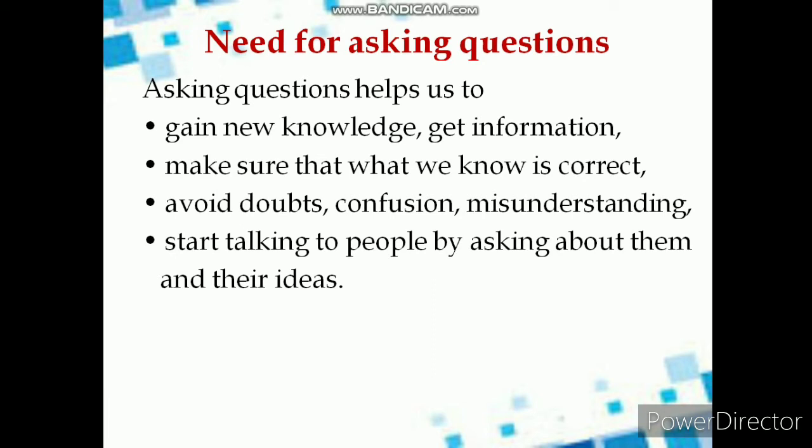If you do not have information about how to reach a place, you will not be able to reach it. If you do not know how to do some work, you will not be able to complete it unless you ask questions and get information. Asking all the correct questions at the right time is also important.